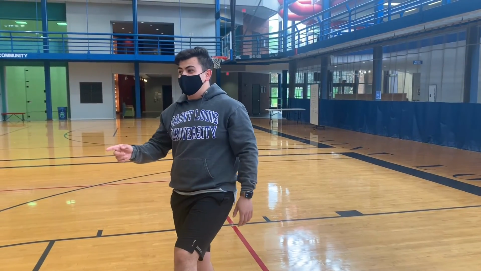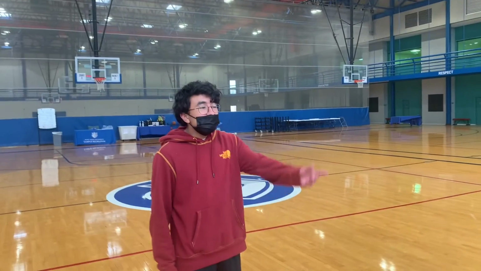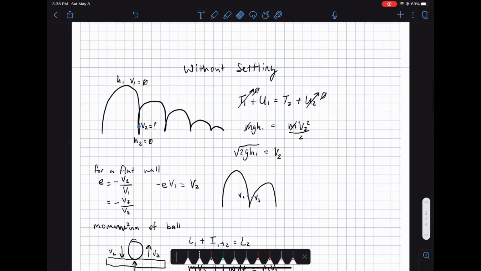Whoa, I want to know the dynamics behind that. Hey, let me show you. Here are the dynamics behind the soccer ball without settling.